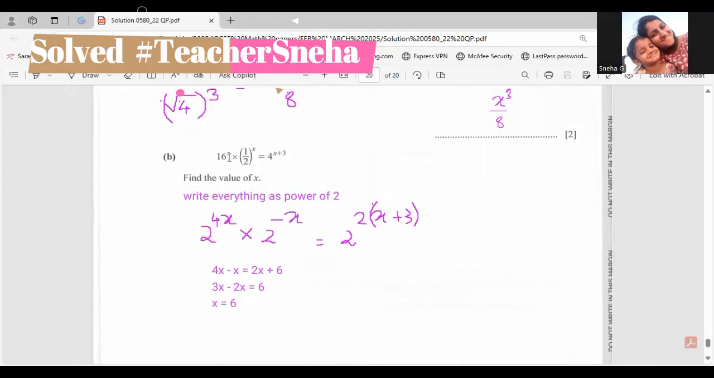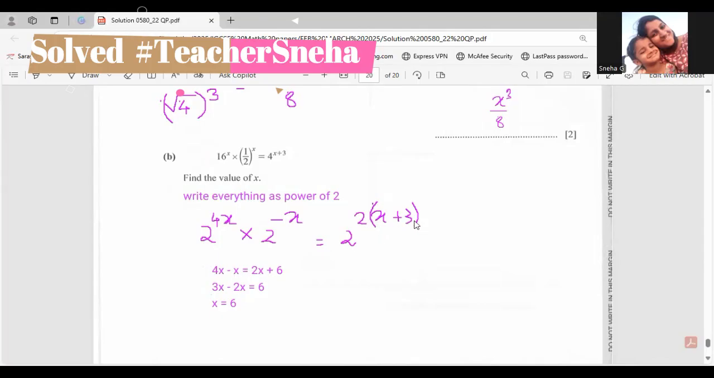So 16 to the power of x, I can write as 2^(4x), because 16 is written as 2^4. 1/2 to the power x will be written as 2^(-x), is equal to 4, which can be written as 2^2, and then (x+3). When the bases are the same, we apply the law of indices. Here, these two powers will get added. So it's 4x minus x is equal to 2(x+3).